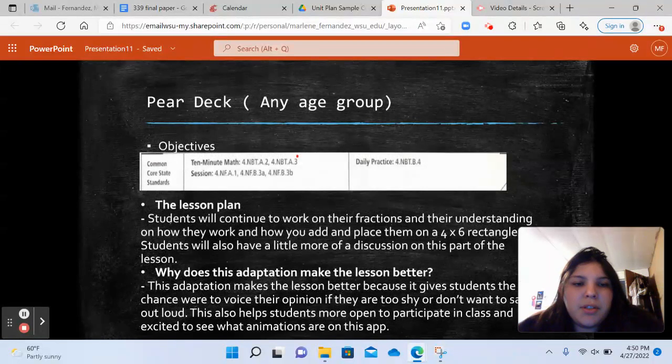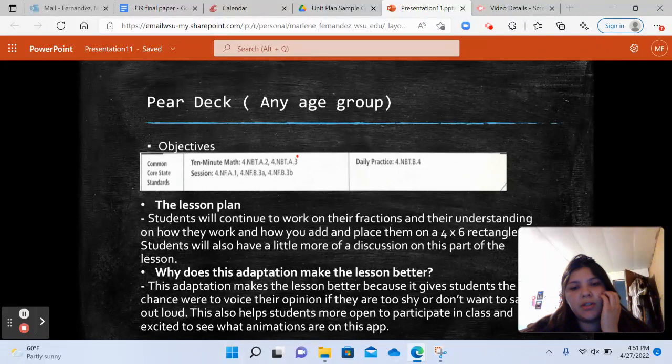Okay, Pear Deck. We used it before in class, but I wanted to include it because I think it is very useful. A lesson I did was focusing on fractions and how to place them, not only on the 4x4, but also on any other, like trying to make each fraction equal and finding the equivalents to each one of them. This lesson is more of a discussion, so it has students in a group discussing each of the problems.